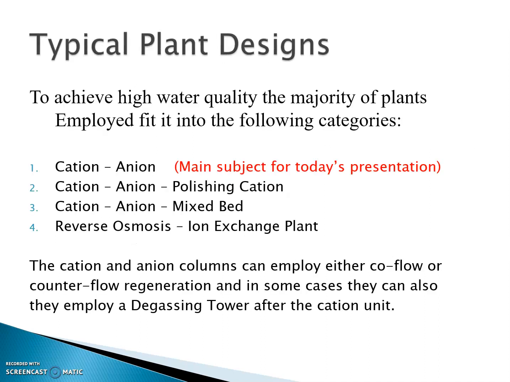The typical plant designs involve achieving a high water quality. The majority of the plants employed fit into the following categories: cation and anion, that is the main subject for today's presentation; a polishing cation; mixed bed; and reverse osmosis. The cation and anion columns can employ either co-flow or counterflow regeneration, and in some cases they can also employ a degassing tower after the cation unit.